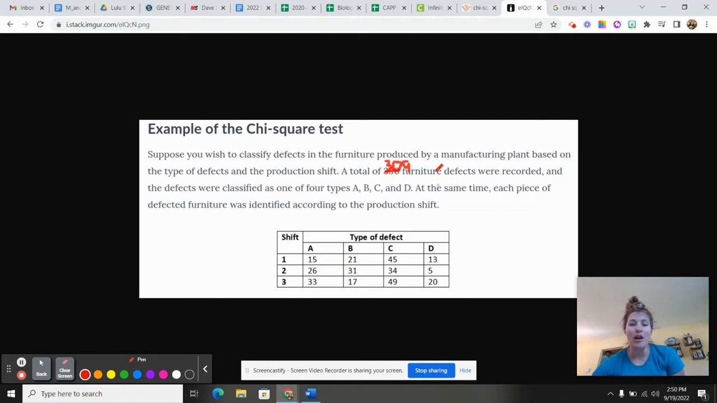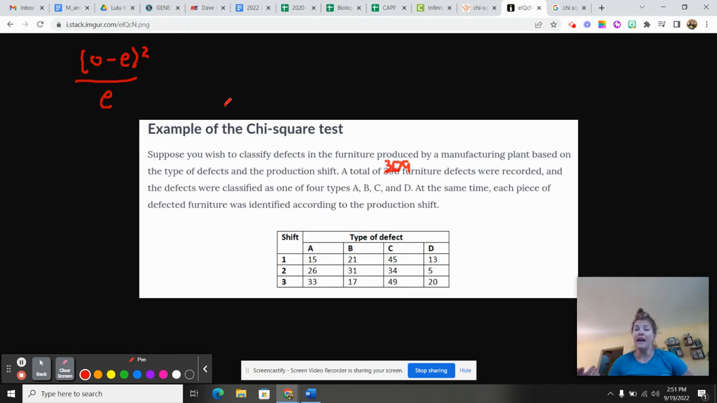For chi-squared, remember our formula is going to be observed minus expected squared divided by expected, and it's the sum of all of those added up. So for our practice problem, suppose we are classifying defects in furniture produced by a manufacturing plant based on the type of defects in the production shift.